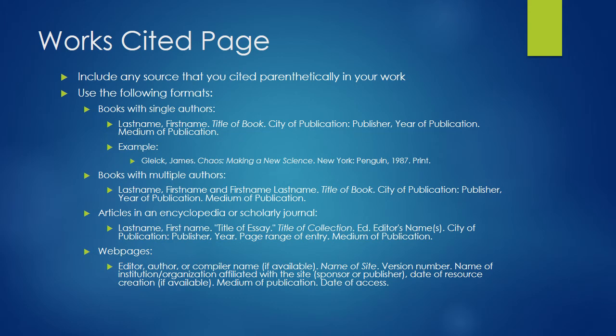followed by the first name, then a period. Now your word processor will probably tell you that's a fragment, just ignore it. Then you put the title of the book in italics, period. The city where it's published, colon, the publisher, comma, the year that it was published. Period. And then you put the medium of publication.